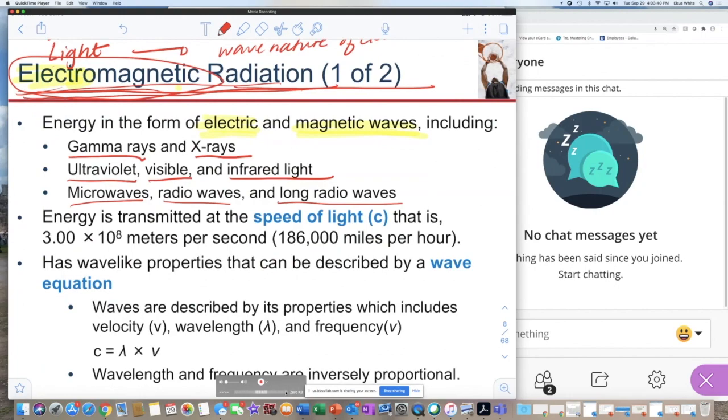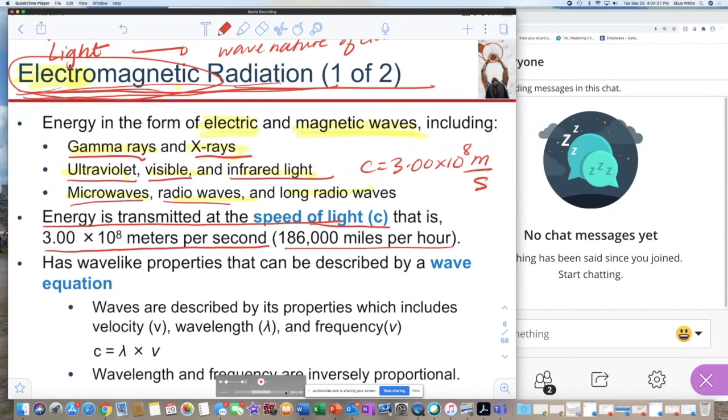So when it comes to atoms, atoms release so many different kinds of radiation. We don't just have one type of radiation released by atoms. Okay. Number two, the energy is transmitted at the speed of light. So any of these waves here is transmitted at the speed of light. That is 3.00 × 10⁸ meters per second. By the way, you want to write this down. So any of these radiations mentioned up here travel at speed, I should say C, the symbol here is C for speed, at 3.00 × 10⁸ meters per second. Okay, then we have this number in miles per hour. We normally use meters per second, so go with that number.